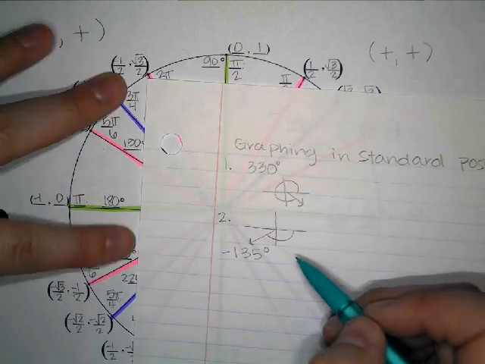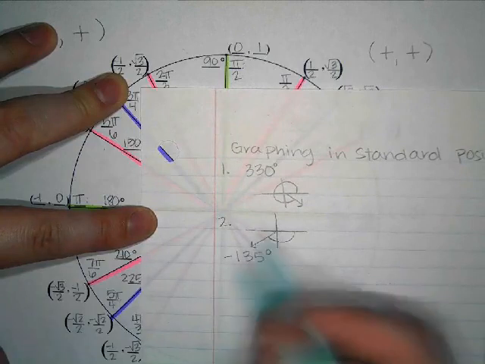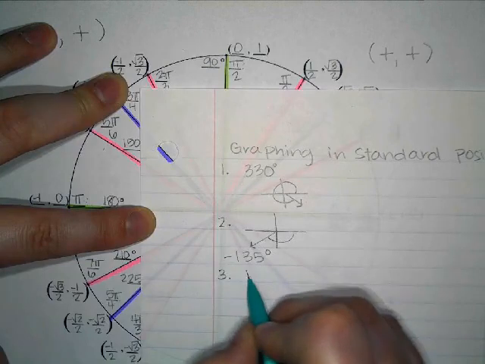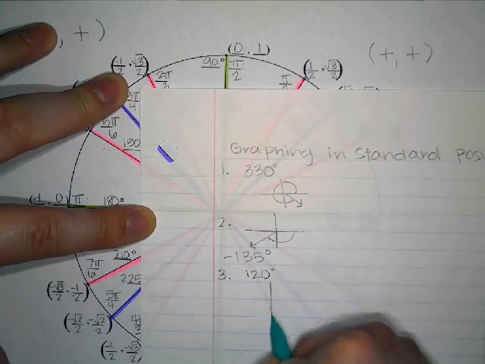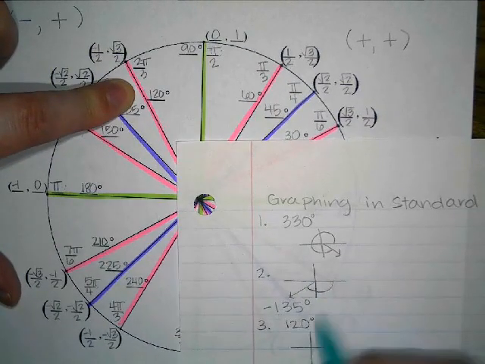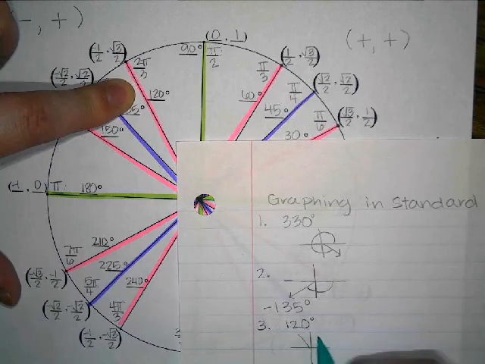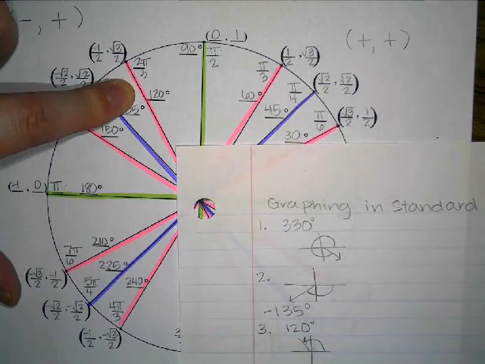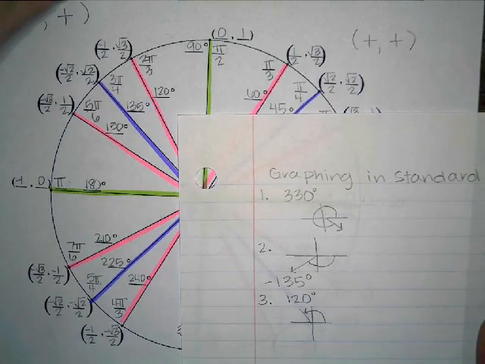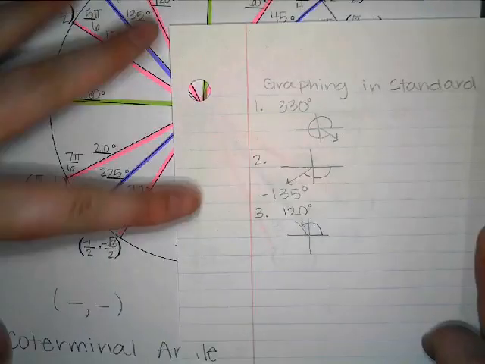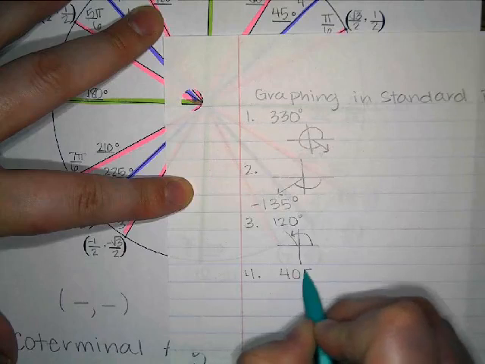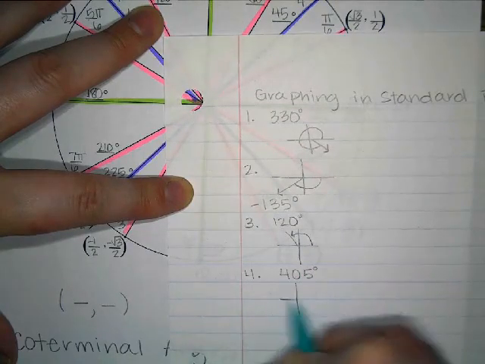Okay, let's look at number 3. Number 3 is 120 degrees. So 120 degrees right there, just a little bit past 90. So that one is pretty simple. There's 120 degrees. The real reason I did number 3 is because I wanted to get to number 4. So if we're going to graph number 4, this is a 405 degree angle. How do you guys think that I should draw a 405 degree angle?